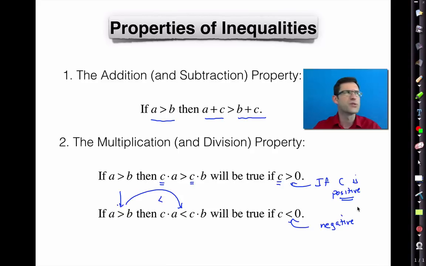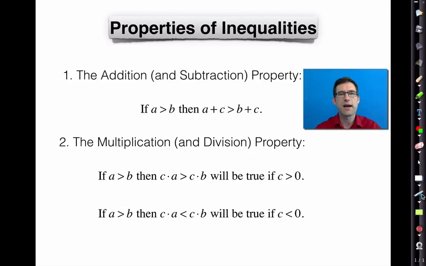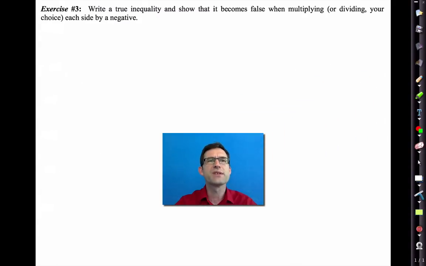Or if for some reason you started with a false inequality, it would go from false to true. But let's not go there. In fact, let me clear this text out, and let's do one more problem before we solve inequalities. Number 3 says, write a true inequality and show that it becomes false when multiplying or dividing, your choice, each side by a negative. Pause the video now and try to do what the problem suggests.